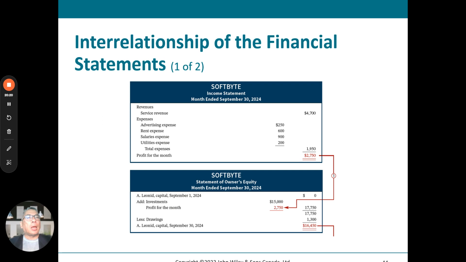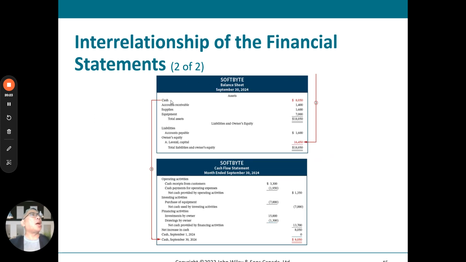Once we get here, cash is 8050, owner's capital 1640, and look at the cash flow statement in terms of operating activities. We have cash from operating activities here. We have the investing activities here, financing activities here, all detailed. So at the end, we have cash as of September 30th of 8050. Okay, go back again to make sure you understand the steps.